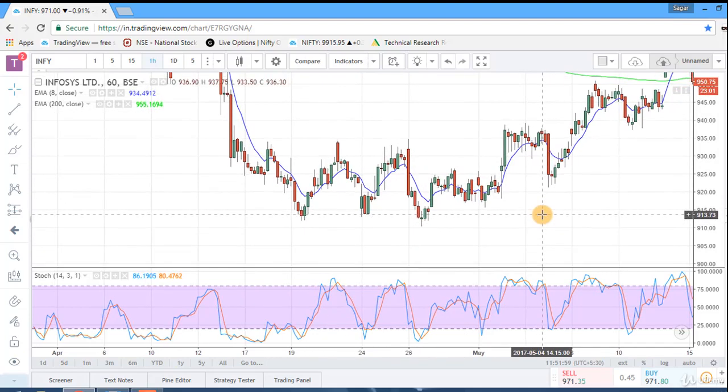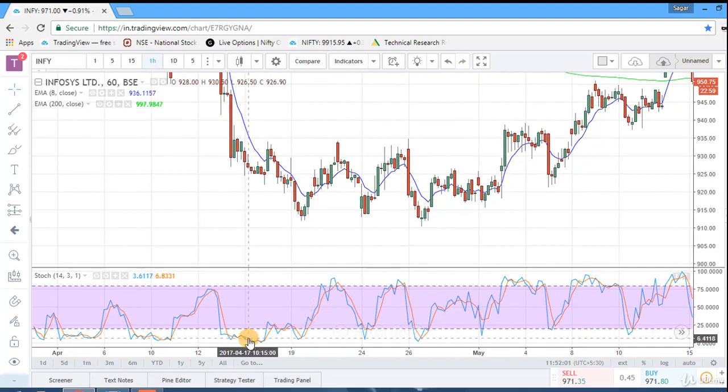Now just see how to use stochastic. See here, this is the oversold range, and this blue line is above this orange line, and this is moving above this 20 line.